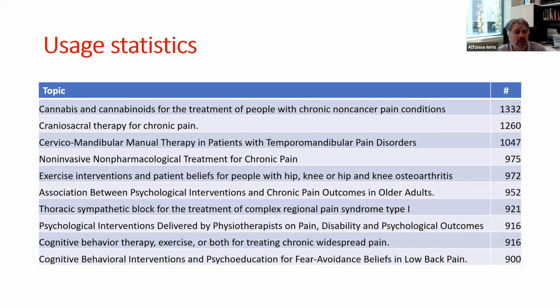Chronic pain, craniosacral therapy, 1,200, and so on. I posted here the first 10, I think, by frequency, and you see that all the 10 got around 1,000 accesses since they were published. So of course, if they were published earlier on in the process in 2017 or 2018, they had more time accruing hits.